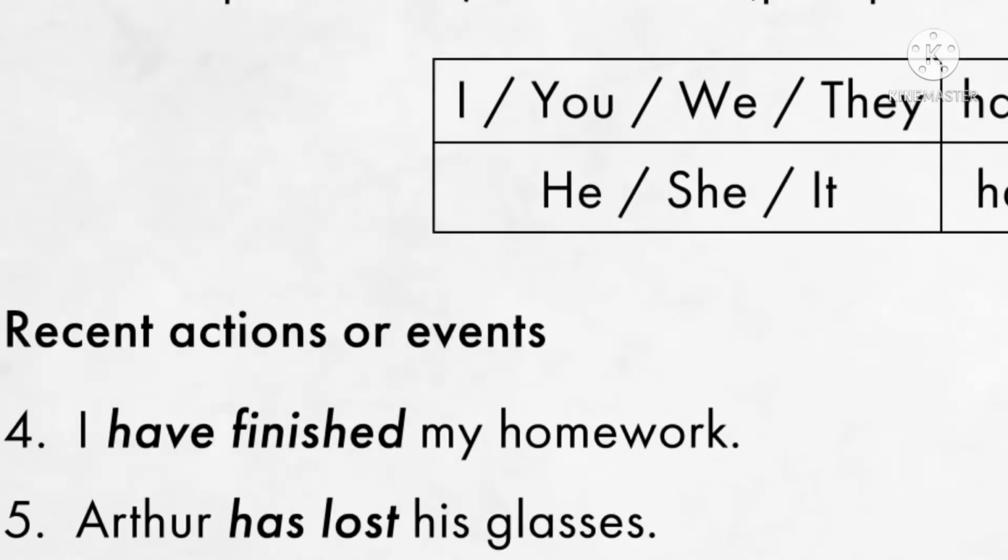The second usage of present perfect tense is recent actions or events. I have finished my homework. The girl finished her homework just a few minutes ago. But the specific time is not mentioned. That is not important. The important thing is the completion of homework, because the specific time is not necessary.